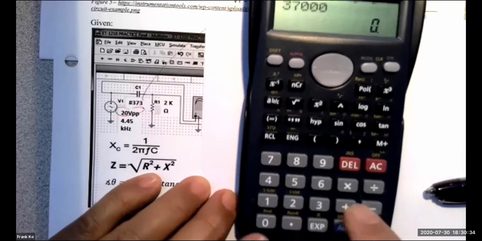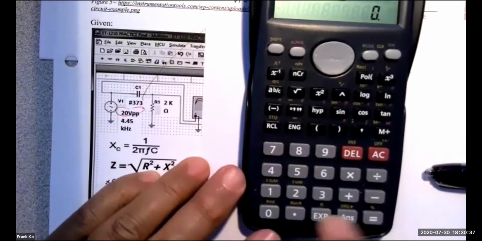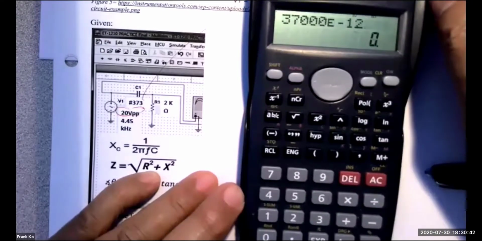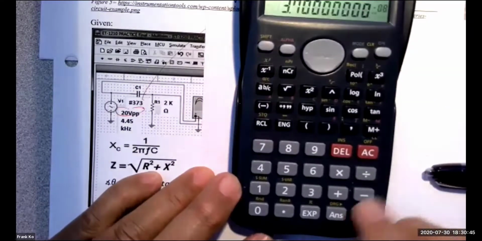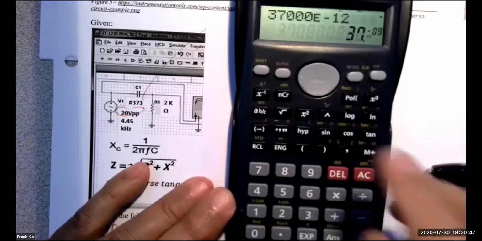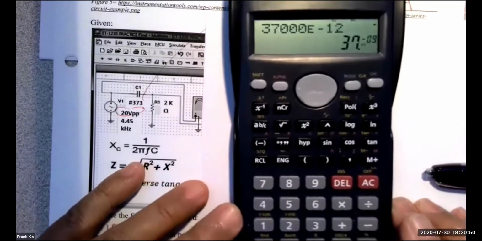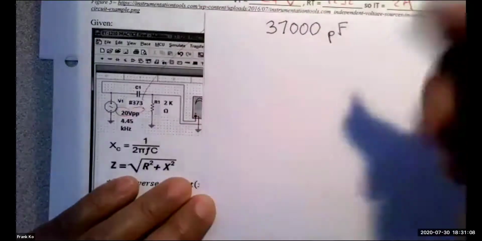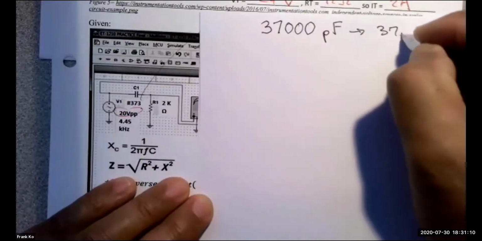So on my calculator, I am going to hit exponent negative 12. So there's my 37,000 exponent negative 12. And now all I have to do is hit the equal key and engineering. And what does my calculator and your calculator show you? Calculator shows me 37 exponent negative 9, which is nano. Okay, so read off the entire answer. 37 nanofarads. Nano what? Nanofarads, precisely. So this gives you 37 nanofarads.